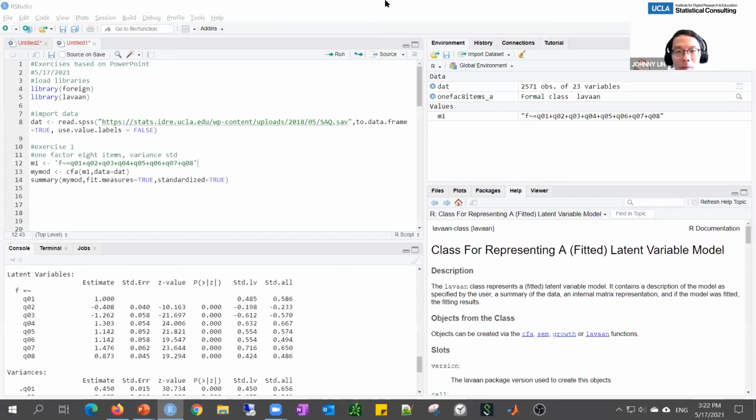Okay, I'm going to share, and then you tell me what I did wrong, okay? Because I literally made this mistake. Okay, so this is my model. I specified the factor using these 8 items. And then I pass the model 1 into the cfa function. And then I request fit.measures equals TRUE and standardized equals TRUE. Okay, so do you guys see anything wrong with this?